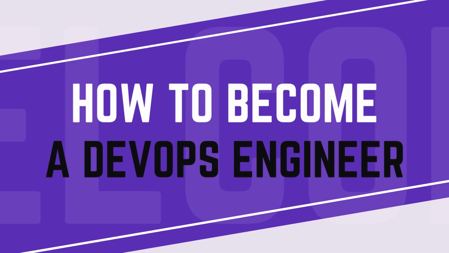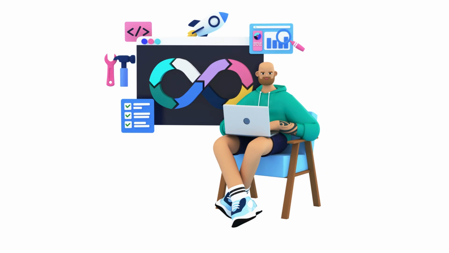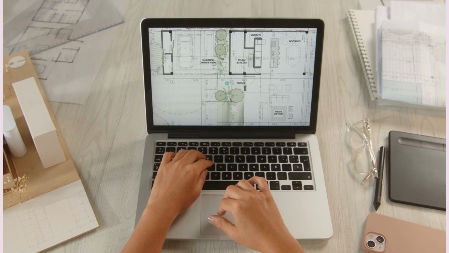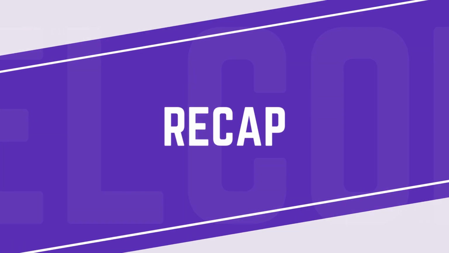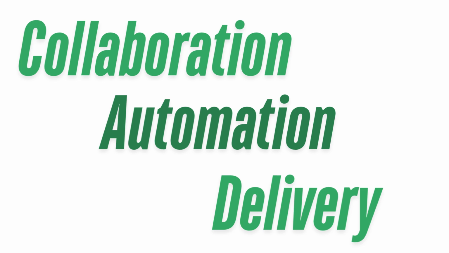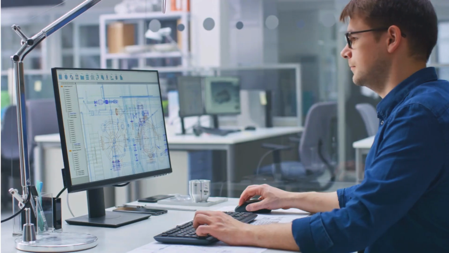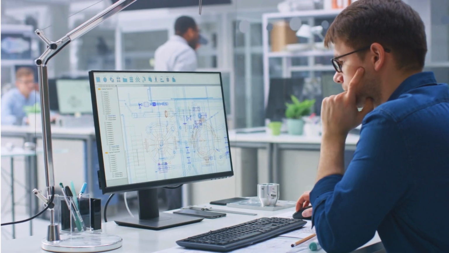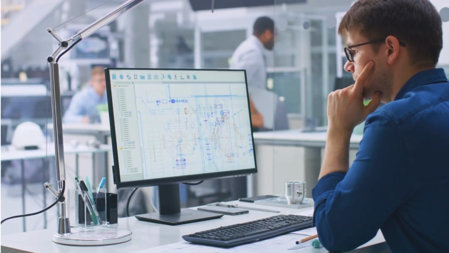How to become a DevOps engineer? Do you want to start a career in DevOps? The best way to learn DevOps is hands-on practice. You want to set up your own projects and try automating deployments. Let's quickly recap. DevOps is all about collaboration, automation, and delivering software faster and safer. DevOps engineers build pipelines, manage cloud systems, and keep everything running smoothly.